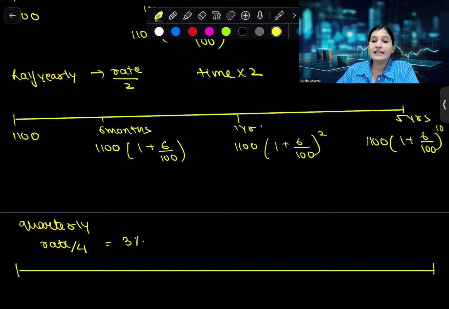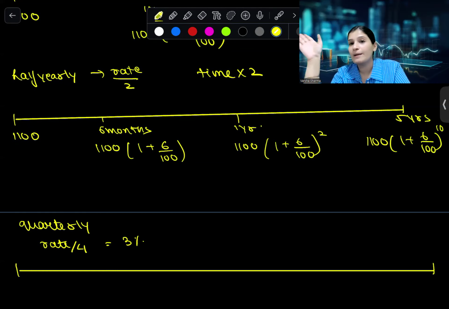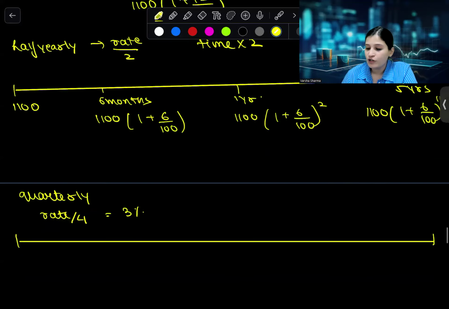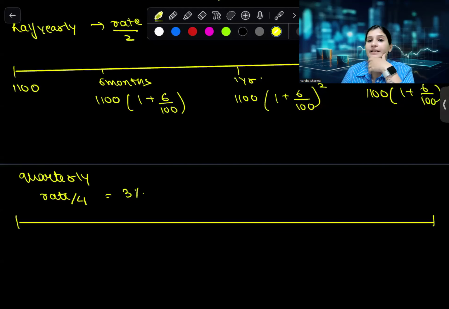Quarterly means 4 parts. So for the entire year, I'm paying 12% divided into 4 equal parts. So for each part, I pay 3%, second part 3%, third part 3%, fourth part 3%. That will total accumulate to 12% of the entire year. So in quarterly, the rate gets divided by 4. And in 1 year, how many installments will I pay?